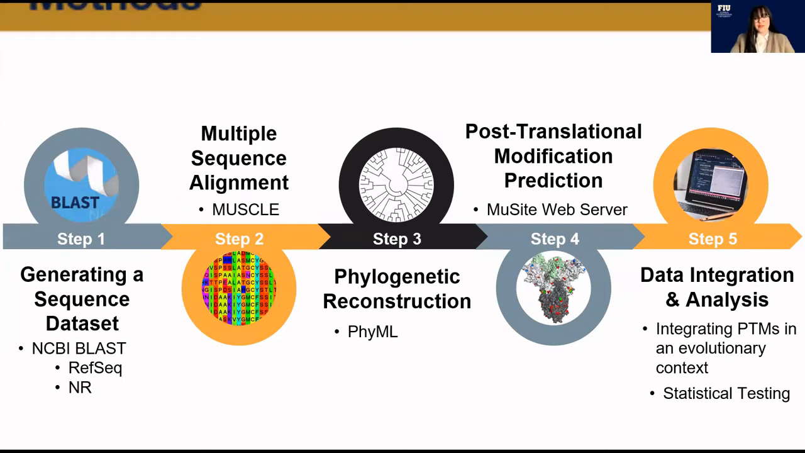We built protein families for all coronavirus proteins. Post-translational modifications were predicted and highly conserved sites were determined. PTMs were integrated with our MSA and trees in order to put structural and evolutionary context to the data. Statistical testing was done using Shapiro-Wilk and Mann-Whitney U tests.